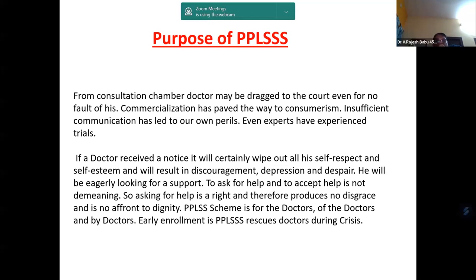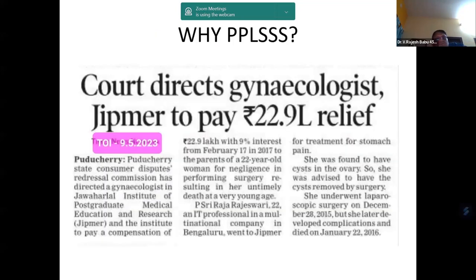The PPLS scheme is for the doctors, of the doctors, and by the doctors. Early enrollment in the PPLS rescues doctors during a crisis. Actually speaking, for example, we now have around 38,500 members in the Indian Medical Association in Tamil Nadu, but only approximately 10,000 people are members of the PPLS. Another 28,000 people have to become members. It is a real pathetic situation.